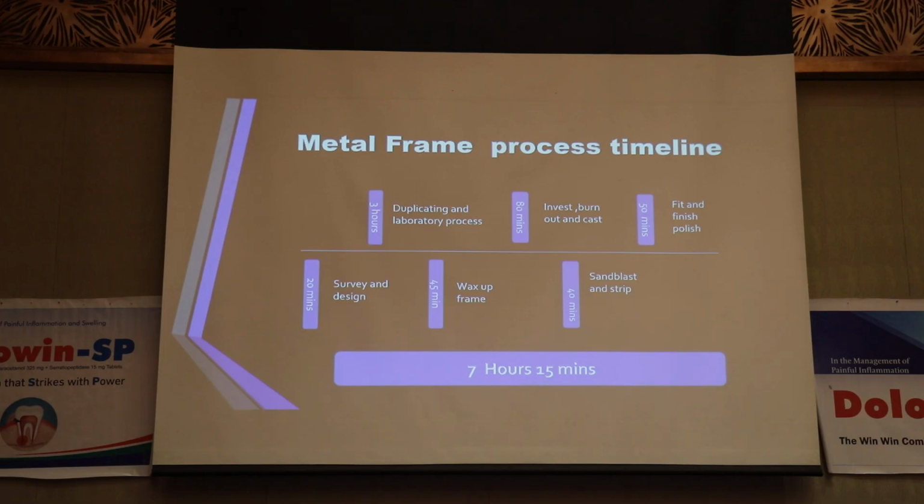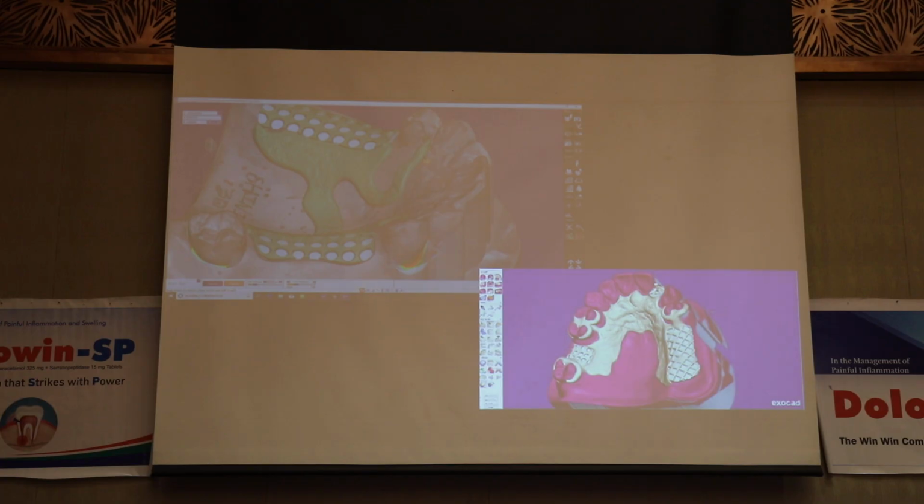Metal frame process time: it takes more than 7 hours 15 minutes to make one cast partial denture. So what are all the steps, as you all know? The RPD designing, then duplication of the cast, then you have to make the wax pattern, invest and burn out, and do the casting, then fitting and finishing that you have to check, a lot of trimming work, then final sandblasting and polishing, then you can deliver the dentures. Next.